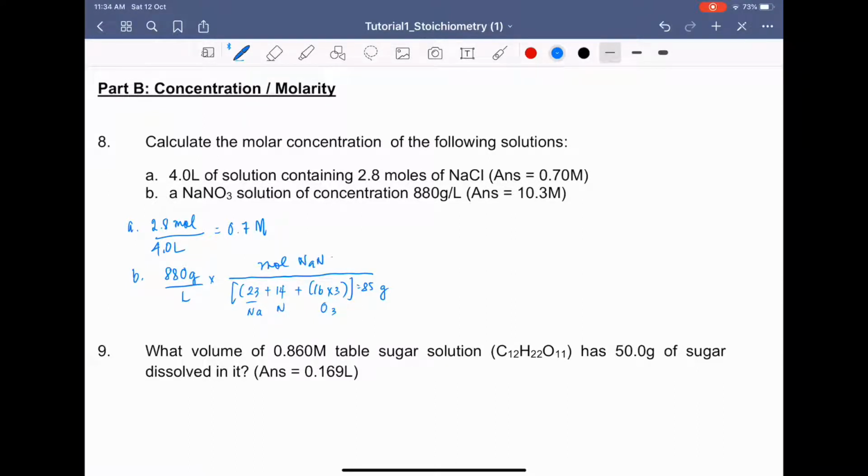And then it will become mole of sodium nitrate already. Cancel, cancel. So mole per liter, it becomes 10.3529 molar or 10.3 molar, just to round it off.